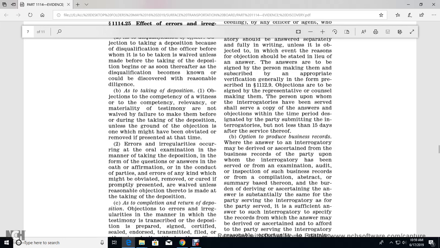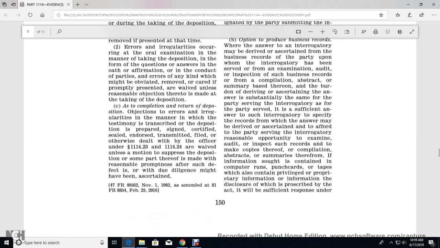Errors and irregularities occurring in the oral examination, in the manner of taking the deposition, in the form of the question or answer, in the oath or affirmation, or in the conduct of the parties, and errors of any kind that might be obviated or removed if promptly presented, are waived unless reasonable objection thereto is made at the taking of the deposition.